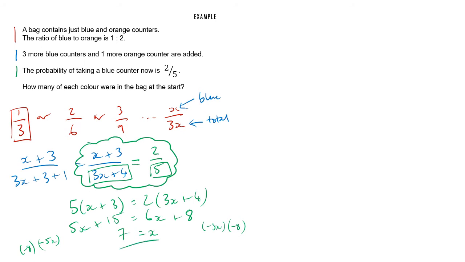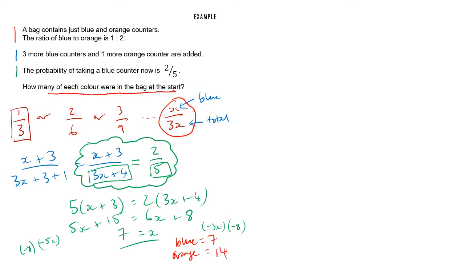And that gives us that x is equal to 7. So we're asked for how many of each colour were in the bag at the start. So at the start, we said blue was x. So at the start, there were 7 blues. There were 3x in total, so 2x of those were orange. So that gives us 14 more orange.